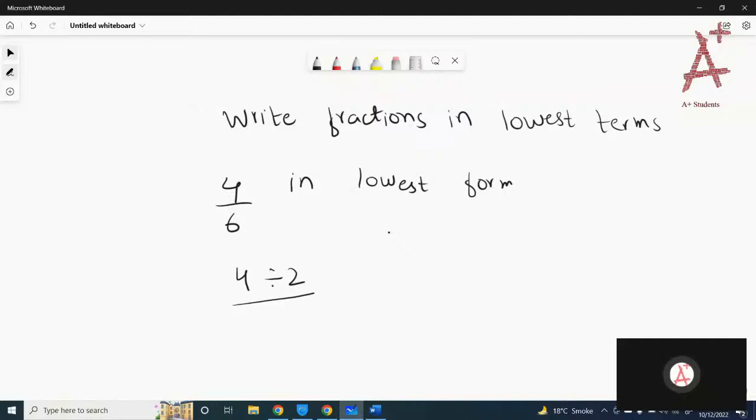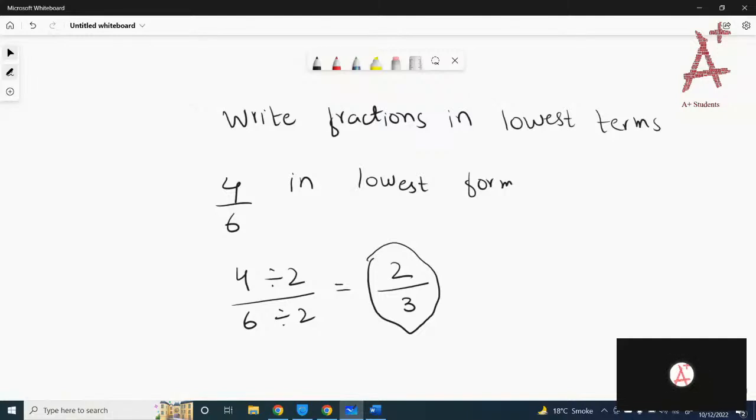So just divide them by the number. 4 divided by 2 is 2 and 6 divided by 2 is 3. Now 2 by 3 is in the lowest form. Got it? Please use the live chat option. Write the answers if you know. Otherwise, I thought you already know how to do this. And keep moving. If you have any problem, any question, write the question in the chat option. Use the chat option to communicate with me.